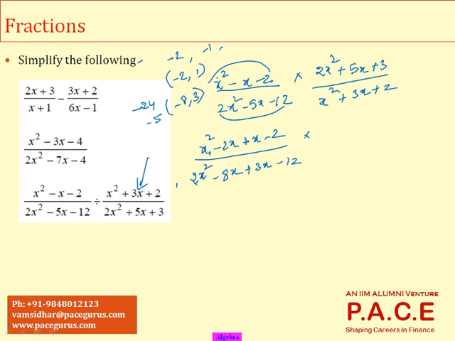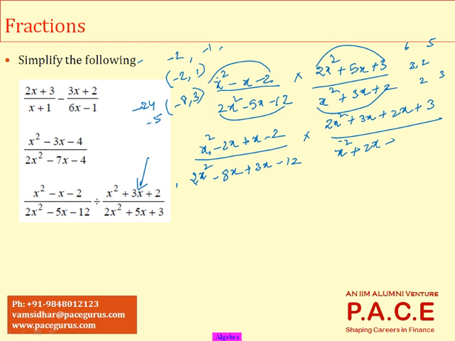Alright, now here multiplication is 6, addition is 5. 3 and 2, correct? So I'll write it as 2x squared plus 3x plus 2x plus 3. Now denominator, x squared plus 3x plus 2. Multiplication is 2, the addition is 3. 2 and 1. So x squared plus 2x plus x plus 2.